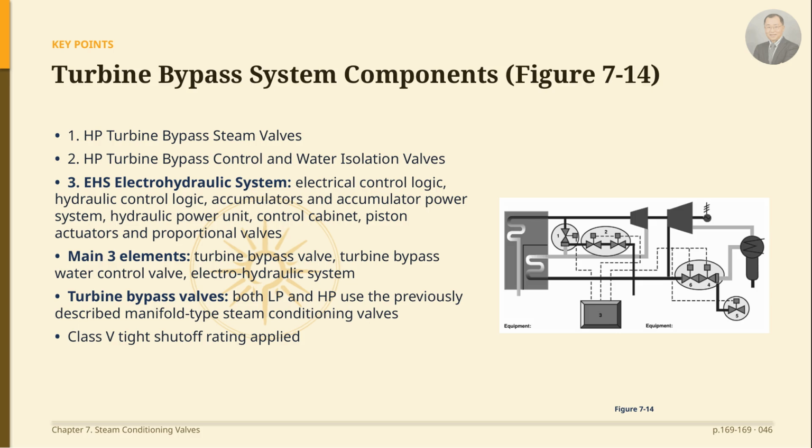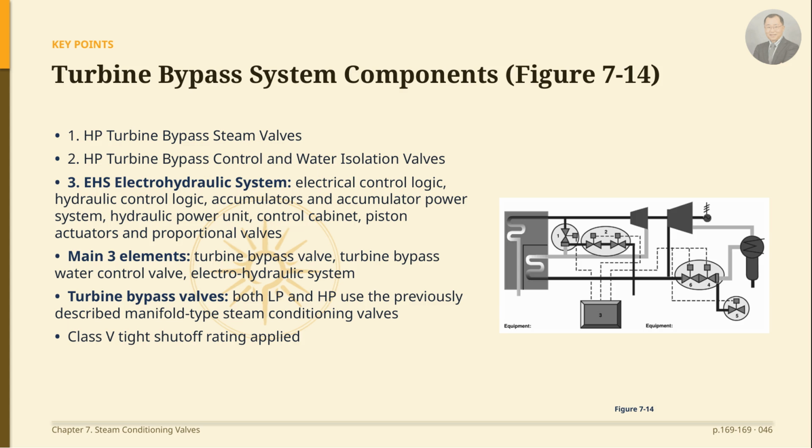I will summarize the components of the turbine bypass system using Figure 7.14. Looking at the equipment list, first we have the HP turbine bypass steam valves, second the HP turbine bypass control and water isolation valves, and third the EHACE electrohydraulic system. This electrohydraulic system consists of electrical control logic, hydraulic control logic, accumulators and the accumulator power system, the hydraulic power unit, the control cabinet and piston actuators, and proportional valves. Broadly speaking, there are three core elements: turbine bypass valves, turbine bypass water control valves, and the electrohydraulic system.